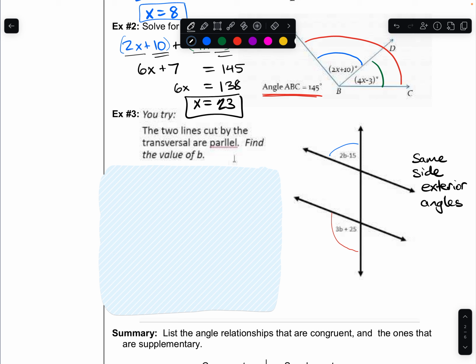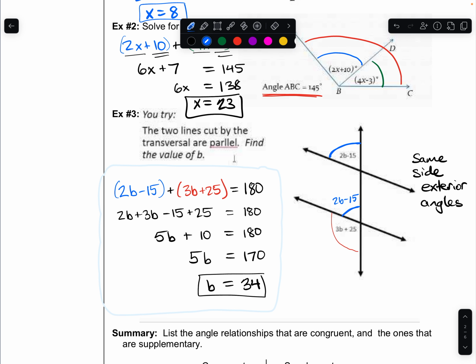What you can do instead is you can use the fact that this blue angle is corresponding to this blue angle. Corresponding angles are congruent, so we know that 2b minus 15 is the measure of this angle as well. That's the only hint I have for you. Pause the video, try to solve this on your own, solve for b.